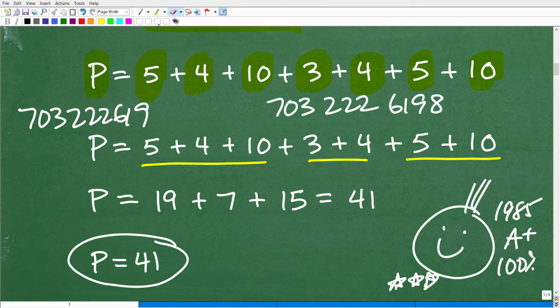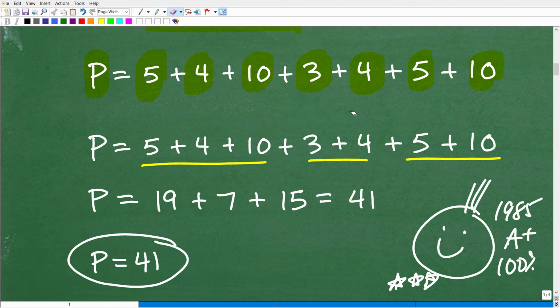We chunk up the 6198. We break things up, just like your social security number or things like that. 703, then we put a little dash, 222. This is called chunking. It's a memorization, a retention kind of hack. The way you can memorize and learn things better is by chunking information. This is why you see phone numbers and social security numbers given in this way, because if we have one big string of numbers, our brain just can't take that all in.